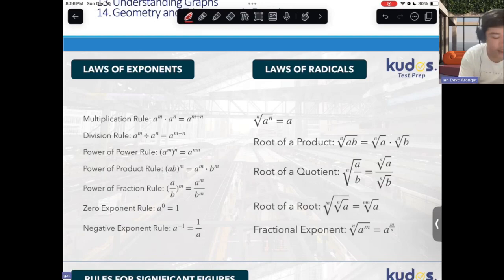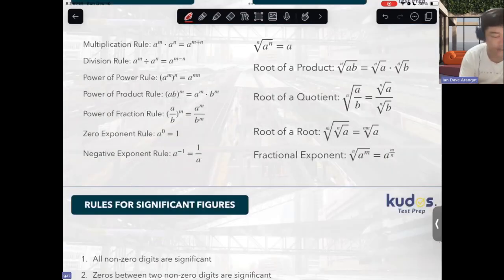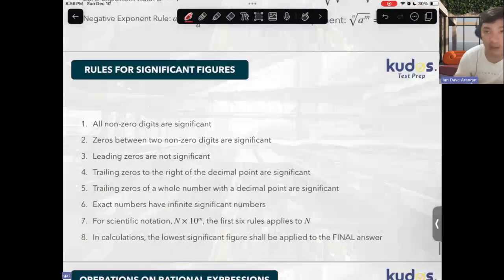Next topic that is very crucial for you to review or revisit is the rules of significant figures. Especially this is for physics. There are 8 rules of significant figures. All non-zero digits are significant. Zeros between two non-zero digits are significant. Leading zeros are not significant.